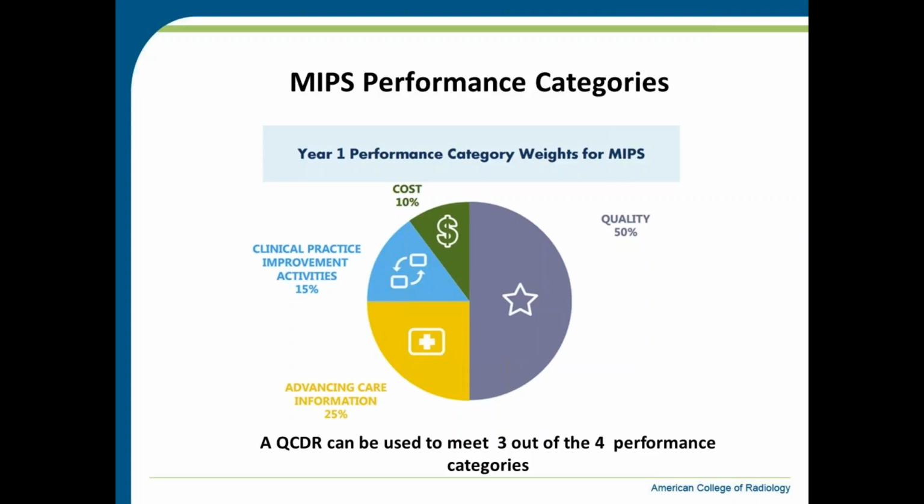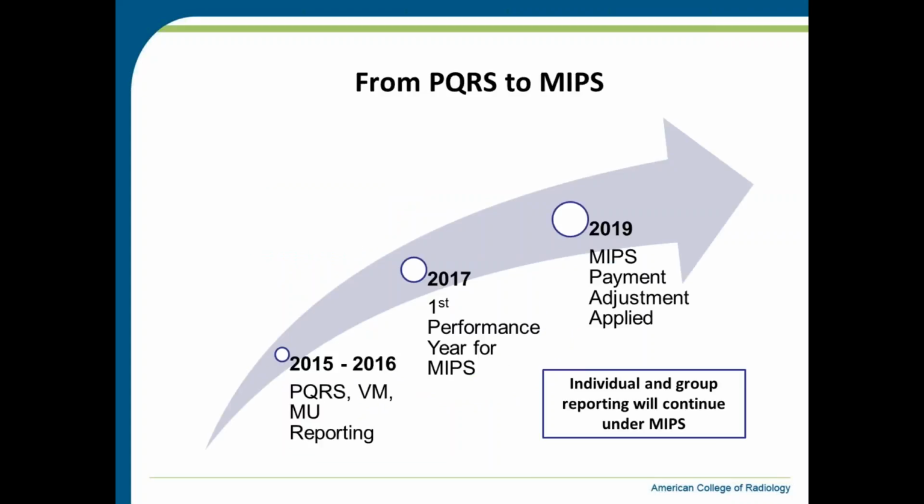So it's very significant, and significant changes are going to be coming down the pipeline. Just want everyone to be aware on today's call that a QCDR can be used to meet 3 out of the 4 performance categories. So please be aware of that: registry reporting plays an important role in quality improvement, and it's going to influence future programs.